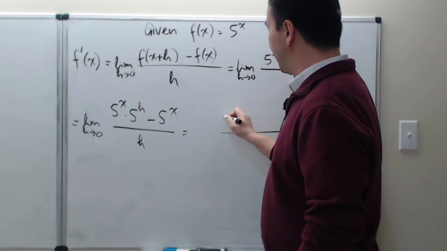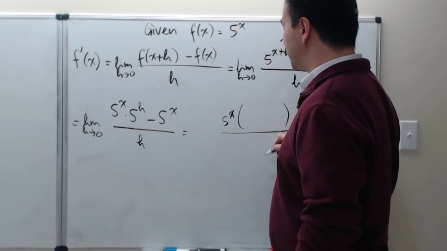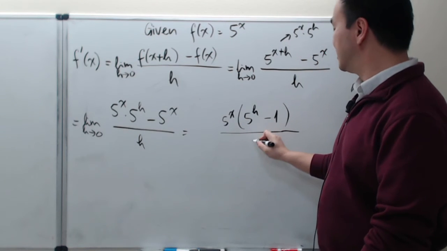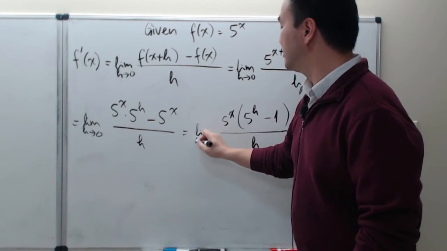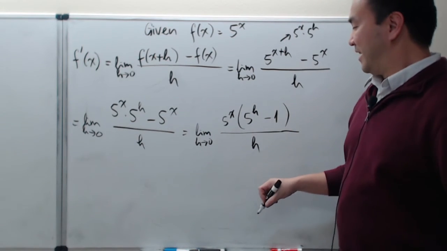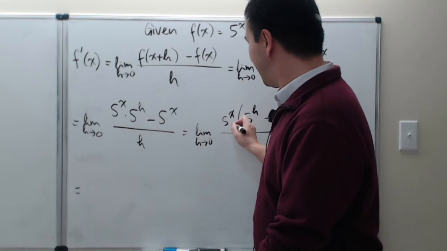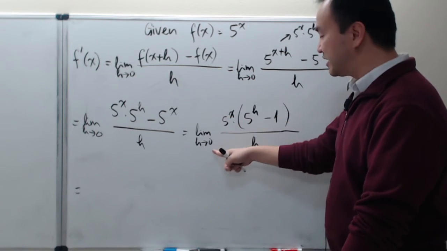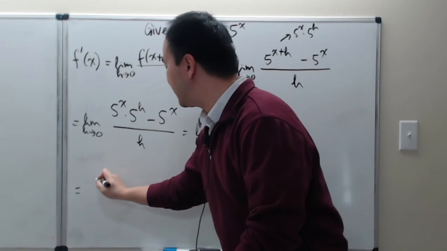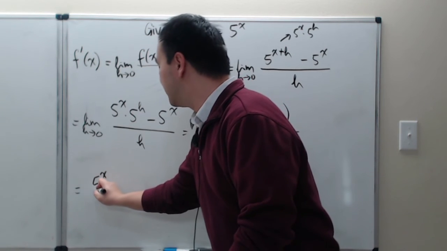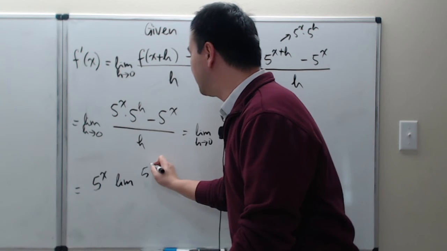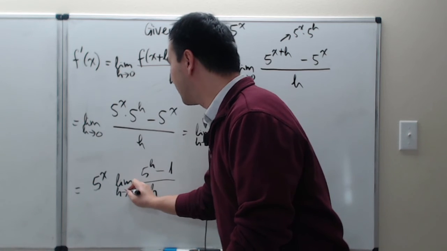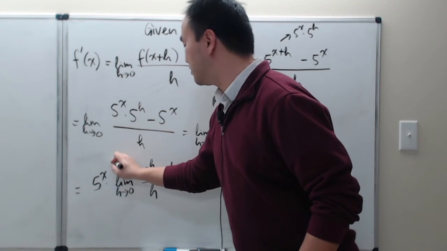I can factor out the 5 to the x, and what remains inside my parentheses now is 5 to the h minus 1, and over h, and take h to 0. Once again, I argue the same way. This 5 to the x is completely independent of this limit problem in terms of h. That means now I can pull that in front as a coefficient, and then whatever the limit of this expression, 5 to the h minus 1 over h right here, goes to as h goes to 0.